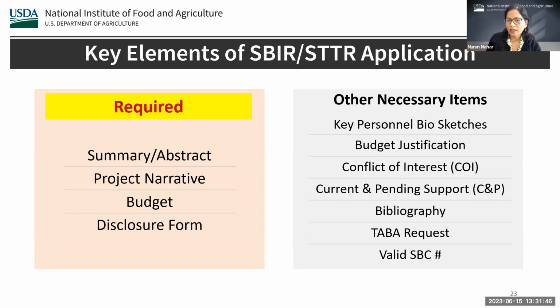Remember that the one you are applying to, the NIFA USDA SBIR, STTR, that is your pending. So the application you are submitting, at least list that one as a pending one. We really want that form to be filled out. If nothing else, at least that one should be on your pending.